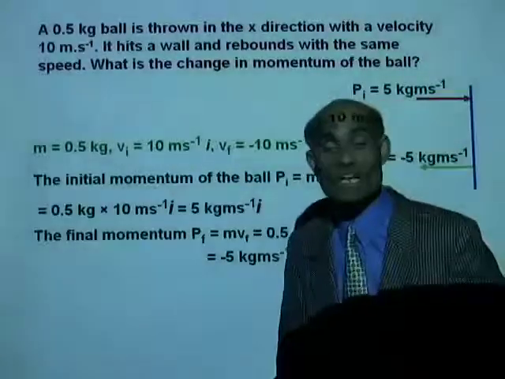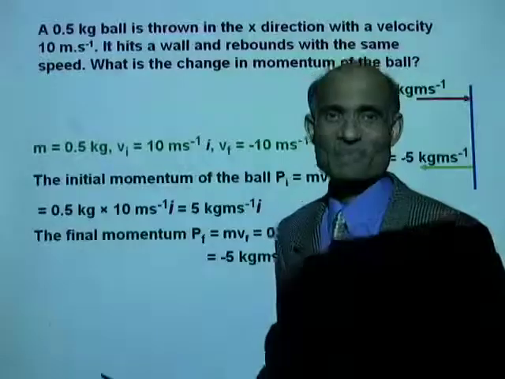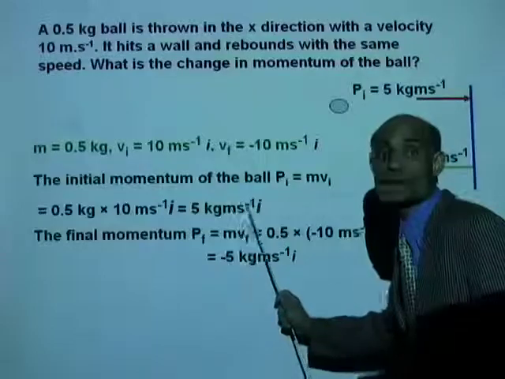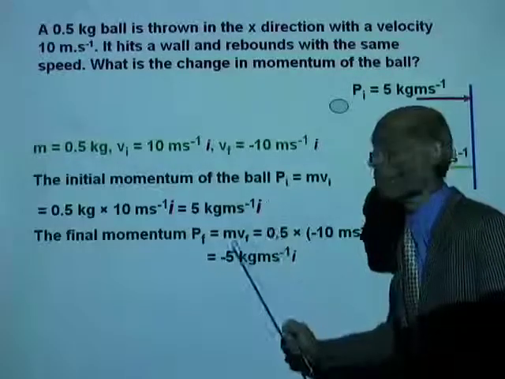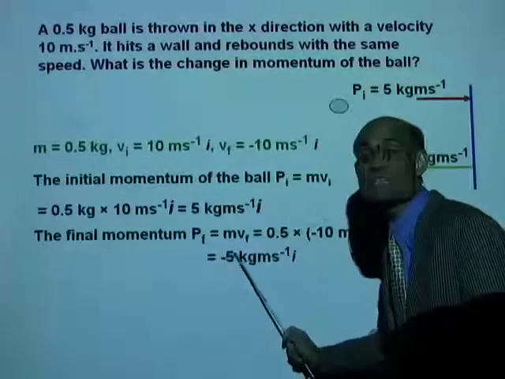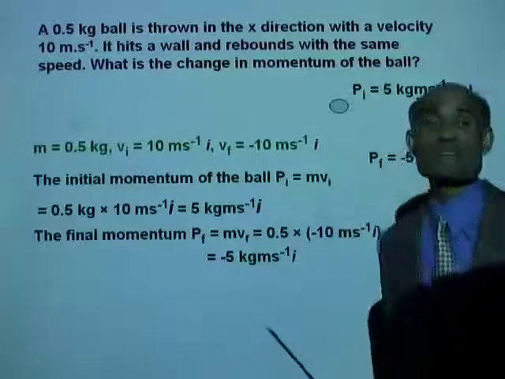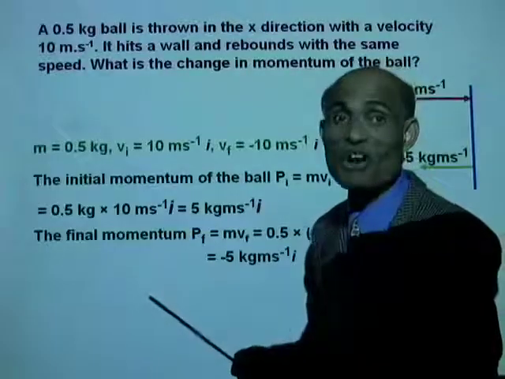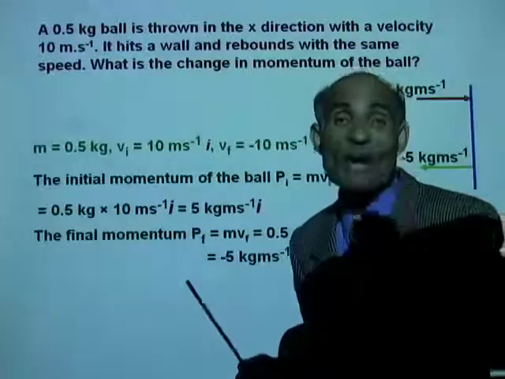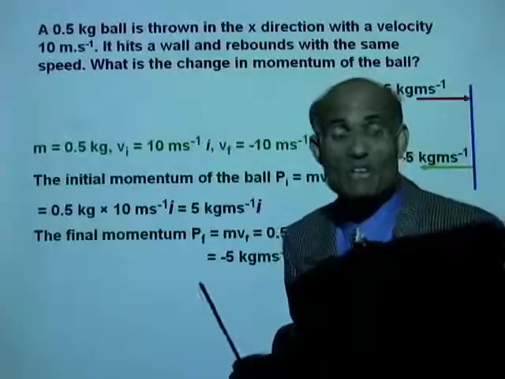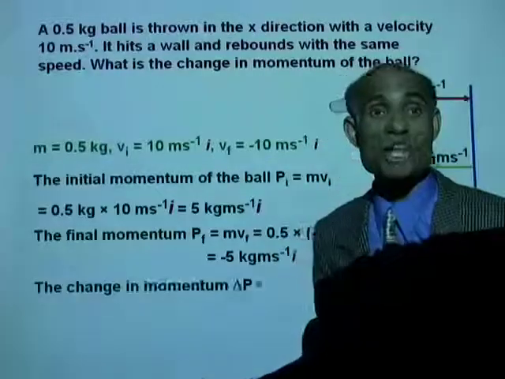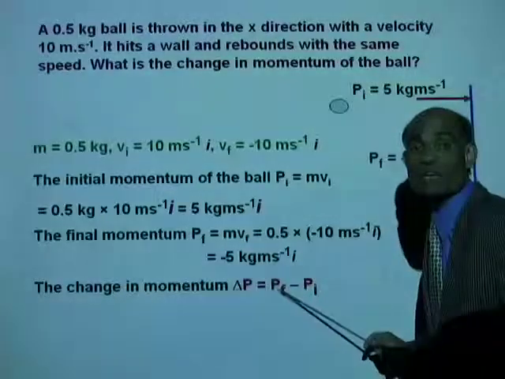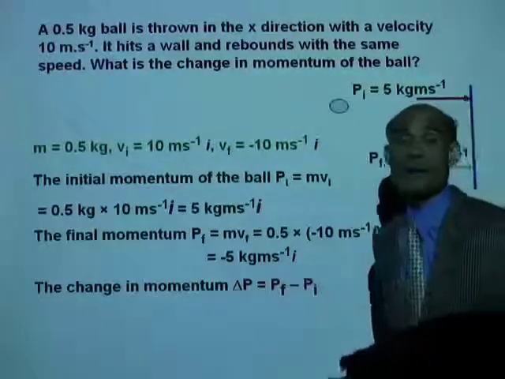Now tell me, what is the change in momentum? The initial momentum is 5 kilogram meter per second i. The final momentum is negative 5 kilogram meter per second i. What is the change in momentum? What is the definition of change in momentum? Final momentum minus the initial momentum. That is the definition of change in momentum. So change in momentum delta P is Pf minus Pi.